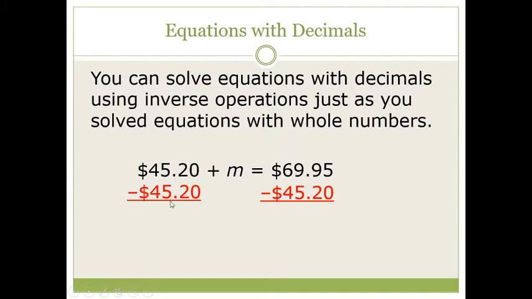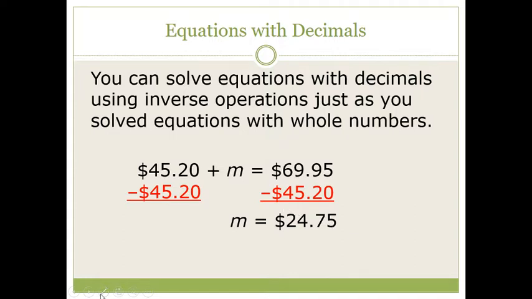And so over here on the left-hand side, we get a 0 because a 45.20 and a minus 45.20 cancel each other out, add to 0, and then you just have m on the left-hand side of the equation. And then here, $69.95 minus $45.20 is $24.75.